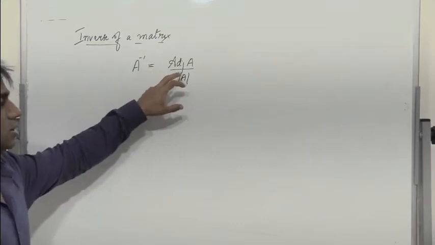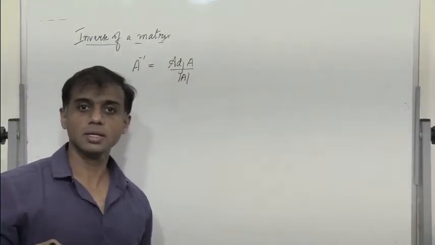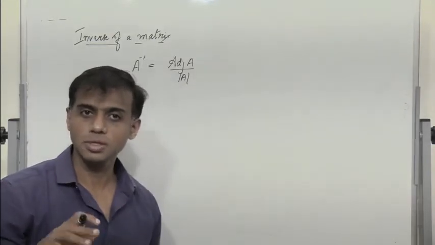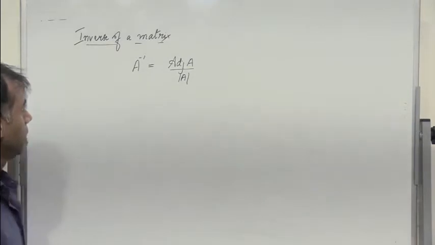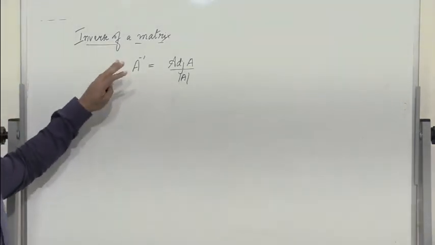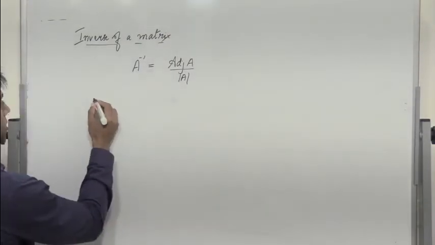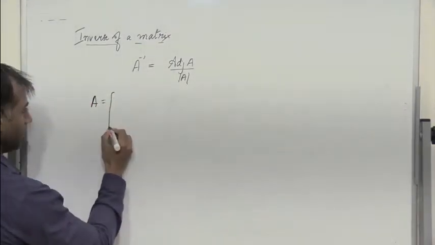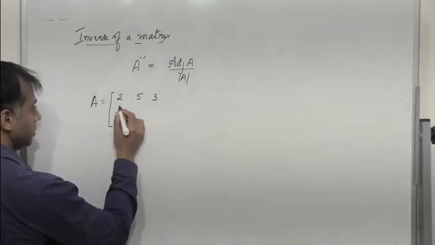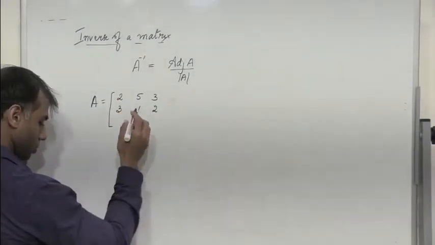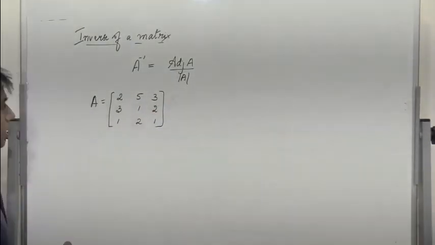To find the adjoint of a matrix A, the entire expression and its properties, please go through the previous video whose link has been given below in the description. Now let's take an example and see how we can find the inverse of a given matrix. So consider a 3 cross 3 matrix A, 2, 5, 3, 3, 1, 2 and 1, 2, 1. So I need to find the inverse.